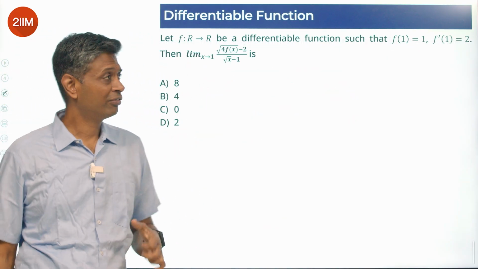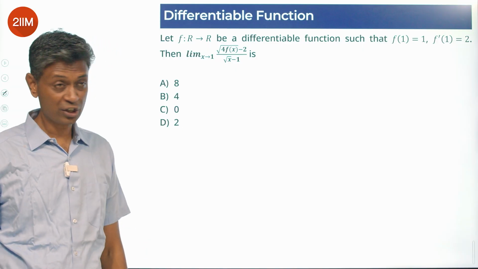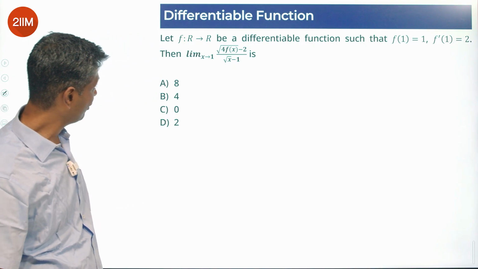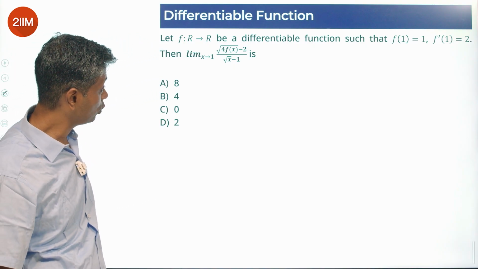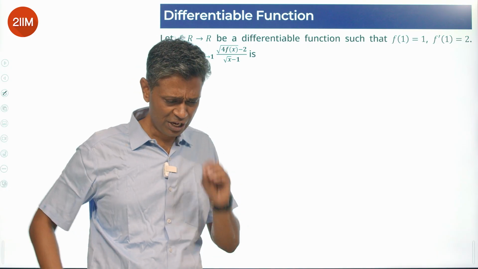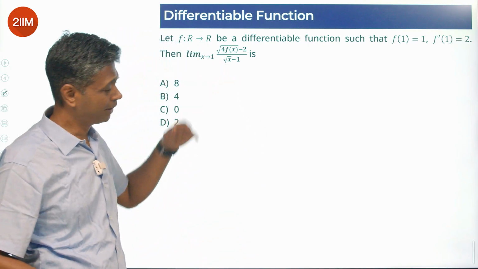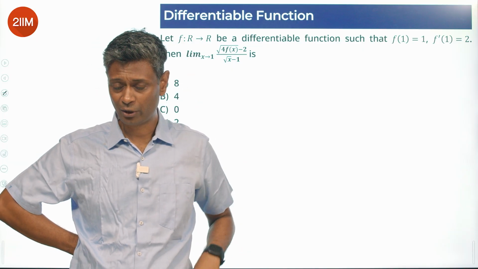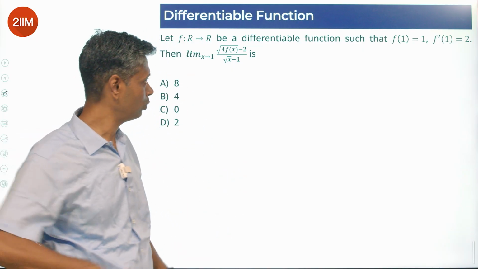Let function f from R to R be a differentiable function such that f of 1 equal to 1 and f dash of 1 is equal to 2. Limit x tending to 1 of square root of f of x minus 2 by square root of x minus 1. Very interesting. Anytime you have a root x minus 1, trick 1 is to kind of rationalize that denominator. I don't want to deal with root x minus 1. I'll simplify this. What do?